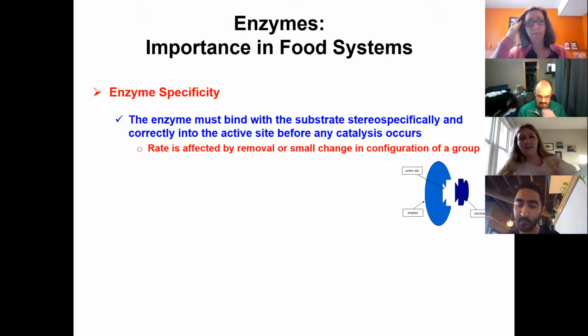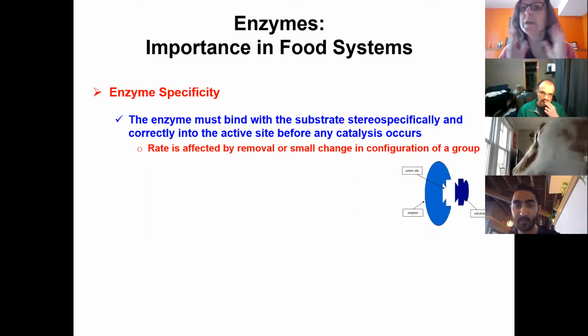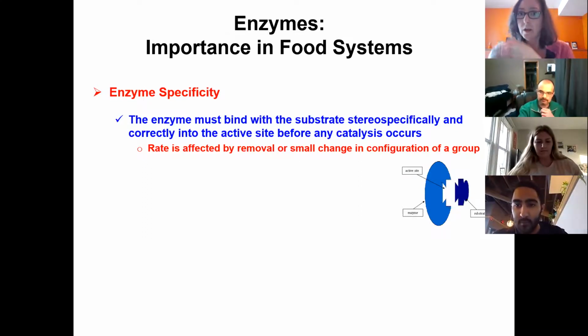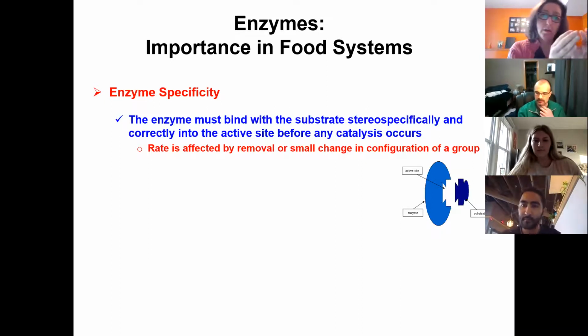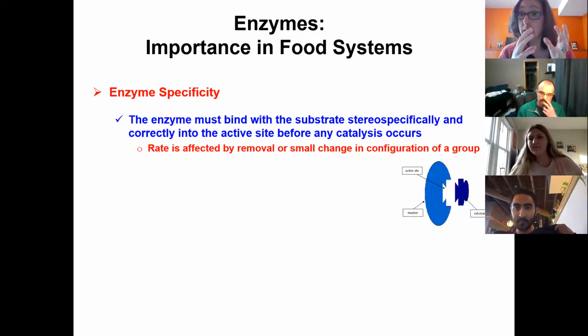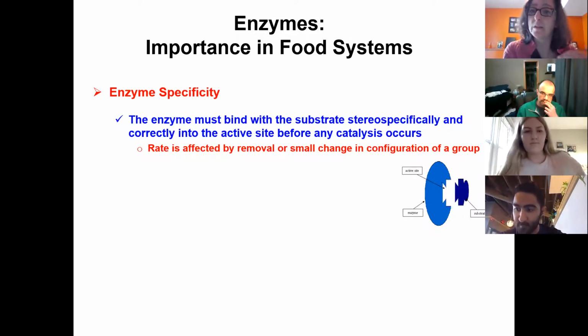Enzyme specificity. Some enzymes are very specific, some enzymes are less specific. But in general, in order for the reaction to occur, the substrate has to bind to the enzyme. And the binding is stereospecific. The binding site has to be recognized by the active site of the enzyme.